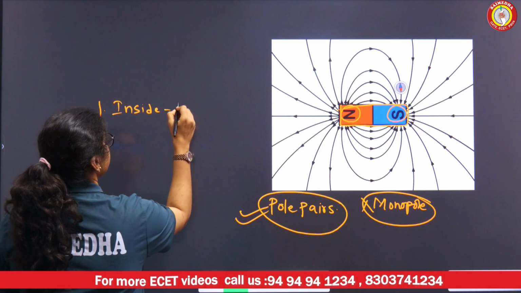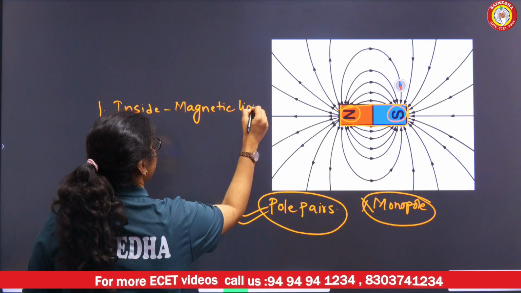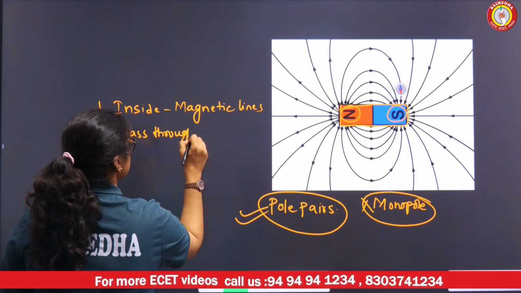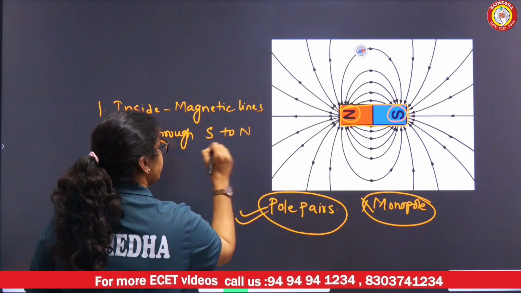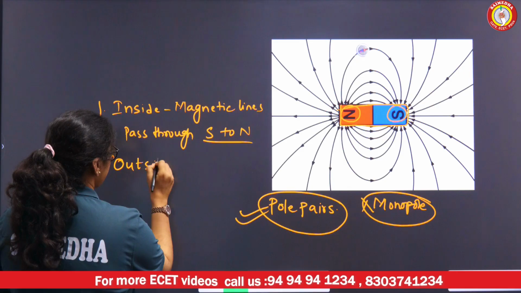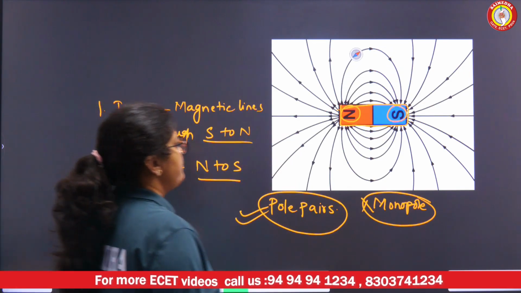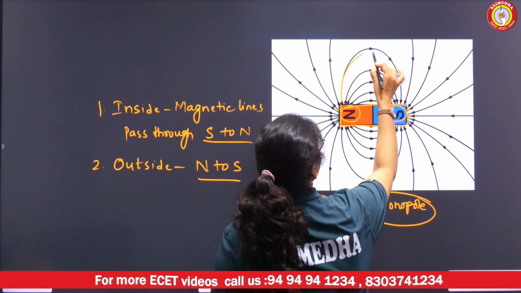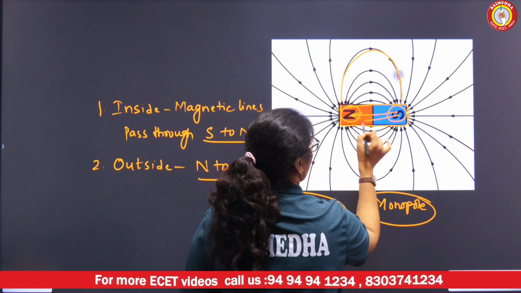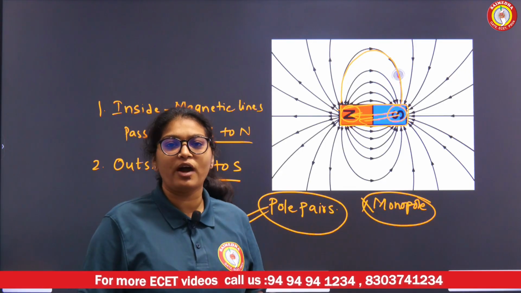Inside the magnet, the magnetic lines pass from south to north. This is very important. This is very important, you will get confused here. But coming to the outside, it passes from north to south. If you see the diagram here, this is the outside, it is passing from north to south. Yes or not? Yes. And inside it will pass from the south to north. This is the very important thing. First we have to know this. This is the most important thing you have to know.